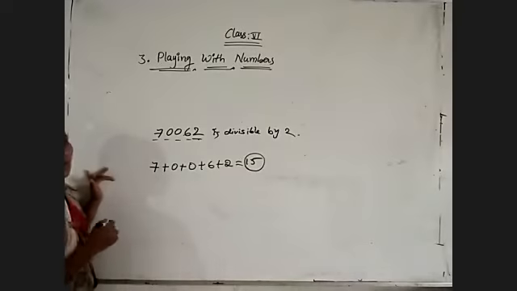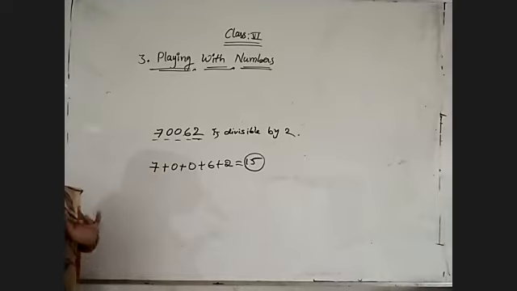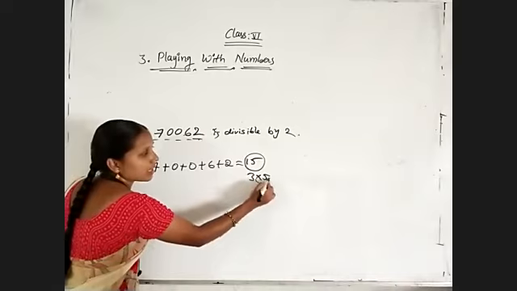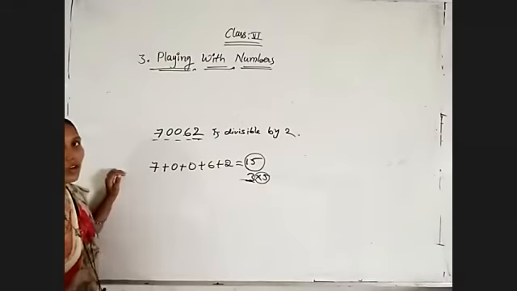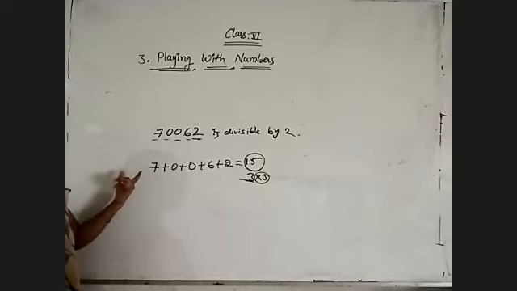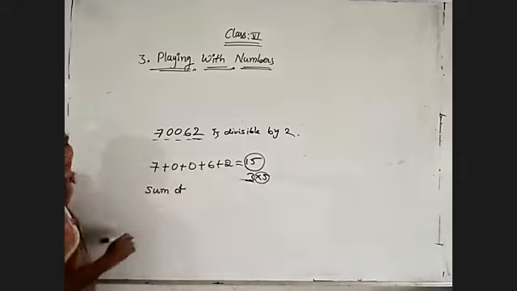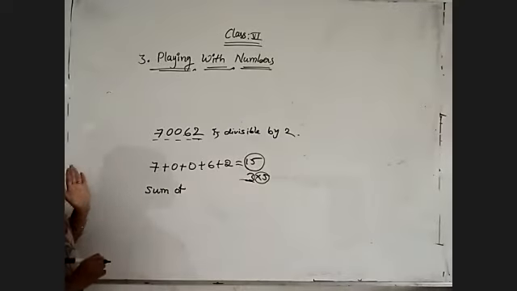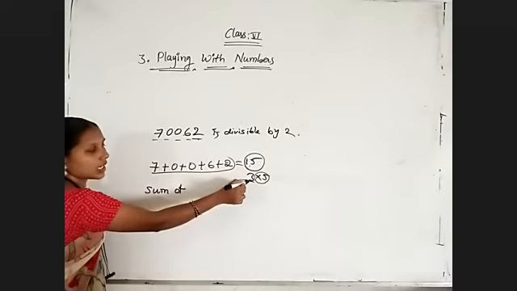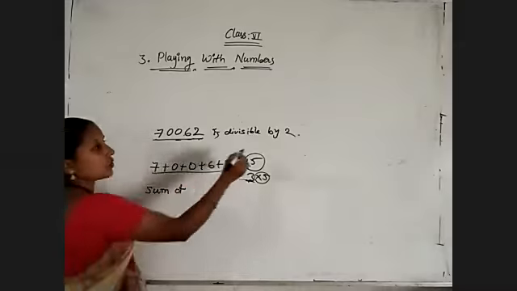Yes, in the 3 table we will get 15. Whatever sum we are getting, that must be a multiple of 3. Means 3 into 5, yes or no? 3 fives are 15, so 15 is a multiple of 3. So if the sum of the digits of a given number is a multiple of 3, then that number is divisible by 3. Because here the sum we got is 15, a multiple of 3, 70,062 is divisible by 3 also.